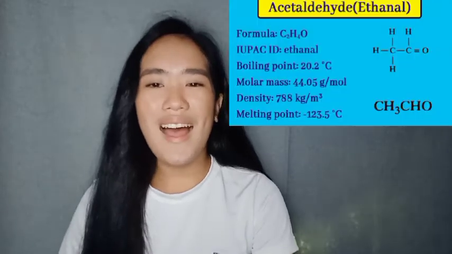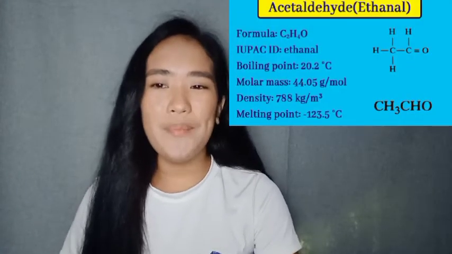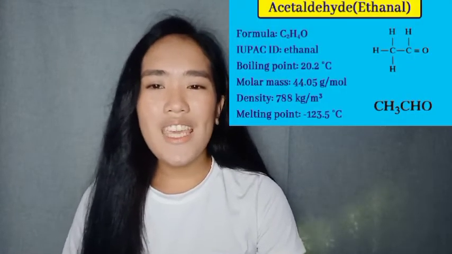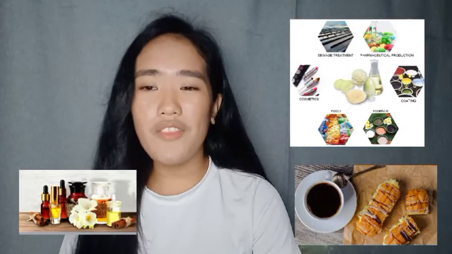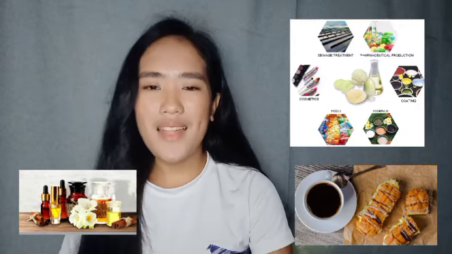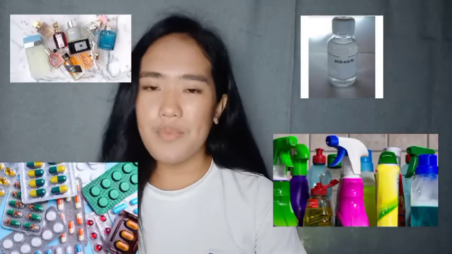Next, we have acetaldehyde or ethanal. Its formula is CH3CHO. It naturally occurs in coffee beans, ripe fruit, and other plants. It is also produced by the partial oxidation of ethanol by a liver enzyme, which causes hangover after alcohol consumption. It is primarily used to produce other chemicals such as acetic acid, disinfectants, drugs, and perfumes.